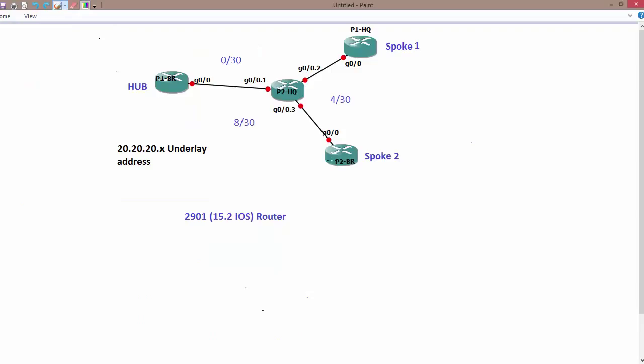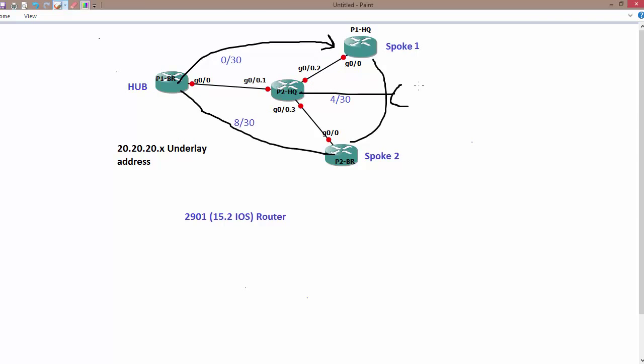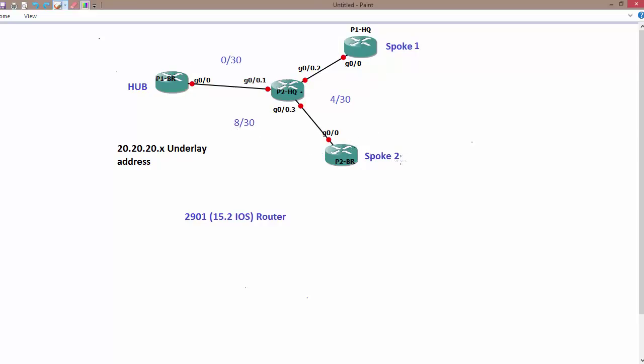Suppose you have two spokes, that is not a big deal. If they want to send data from one spoke to another spoke, first they're going to send data to the hub, and the hub is going to forward it to the appropriate spoke. Suppose you have more than 10 or 100 spokes and spoke-to-spoke communication occurs: every spoke is going to send data to the hub, which makes a bottleneck in the network, because every spoke sends data again and again to the hub, and then the hub sends to the appropriate spoke. So that might cause a problem.